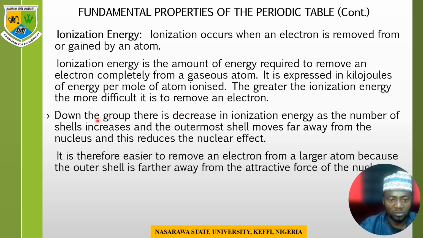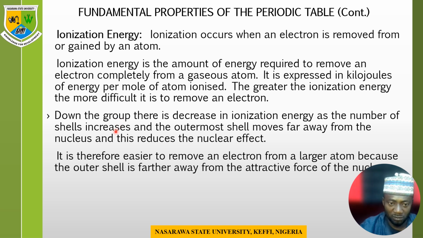Now, what happens as you move down the group? There's an increase in the size of the atom, and as such, the external electron is going farther away from the nucleus. Like the first atom in group 1, for example, hydrogen, has one shell, so the electron in that hydrogen atom is very close to the nucleus. So to remove an electron from a hydrogen atom is very, very difficult.